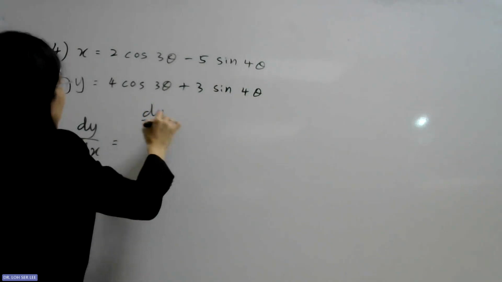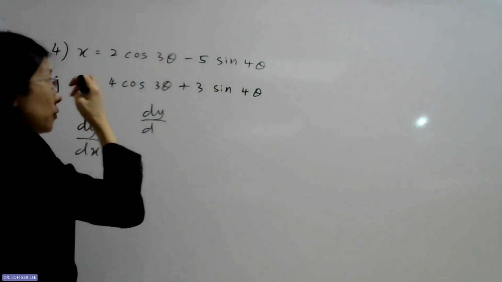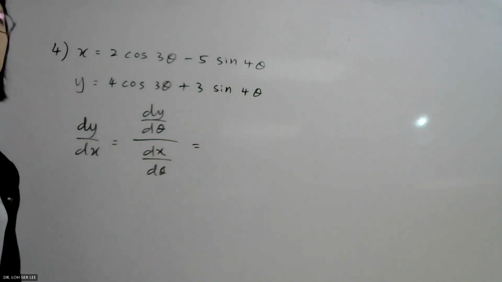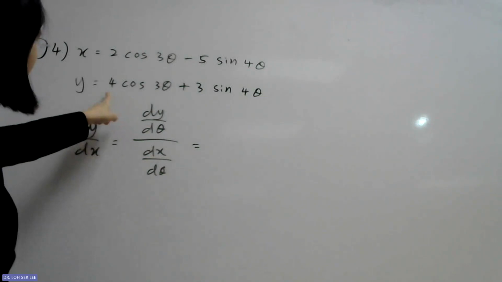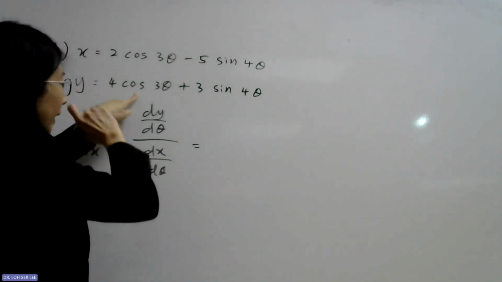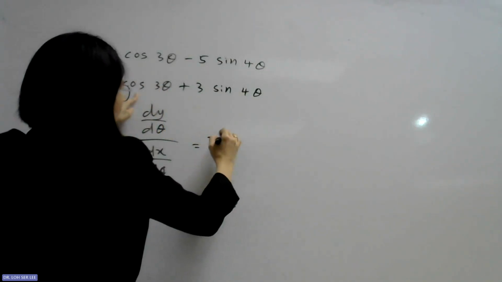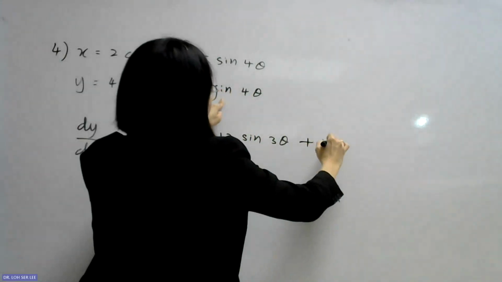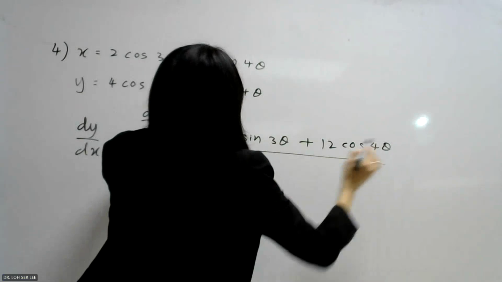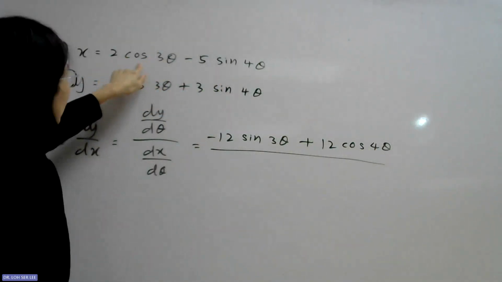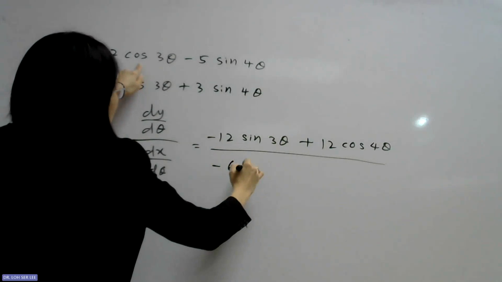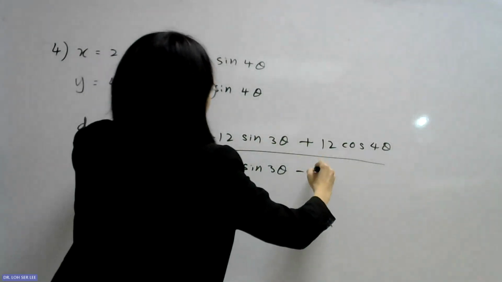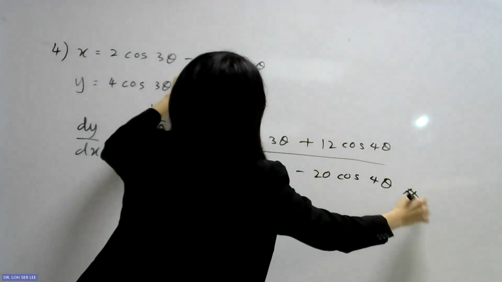So this one, you should have dy/dθ and dx/dθ, both in terms of theta. So dy/dθ over dx/dθ. For dy/dθ, because of cos we get a negative sign, so 3 times 4, we get negative 12 sine 3θ plus 12 cos 4θ, over dx/dθ. Because of cos we get a negative sign: negative 6 sine 3θ minus 20 cos 4θ.